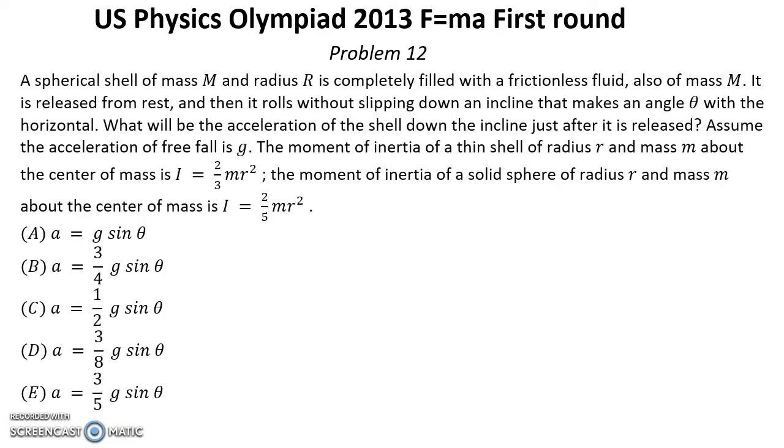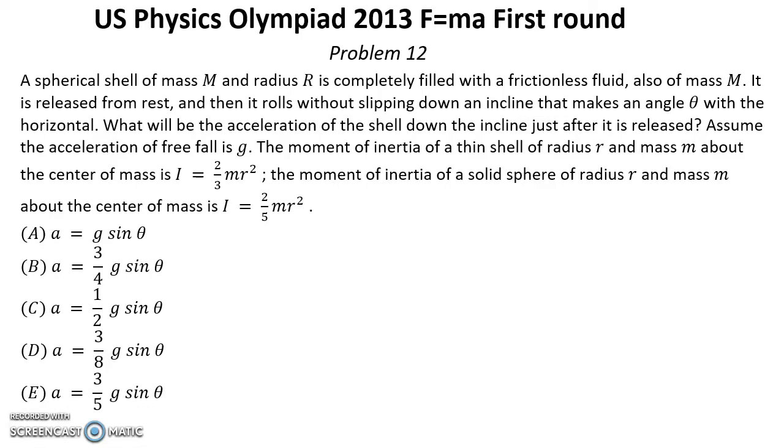Problem number 12. A spherical shell of mass big M and radius r is completely filled with a frictionless fluid, also of mass big M. It is released from rest, and then it rolls without slipping down an incline that makes an angle theta with the horizontal. What will be the acceleration of the shell down the incline just after it is released? Assume the acceleration of free fall is g.